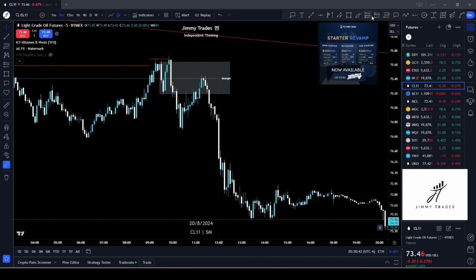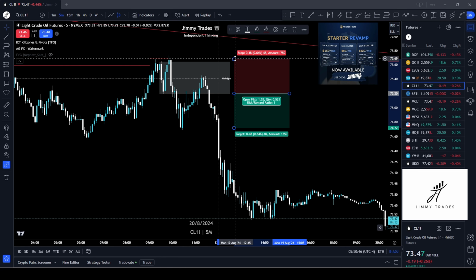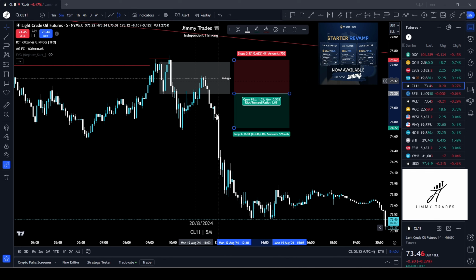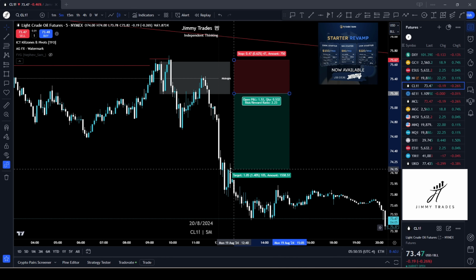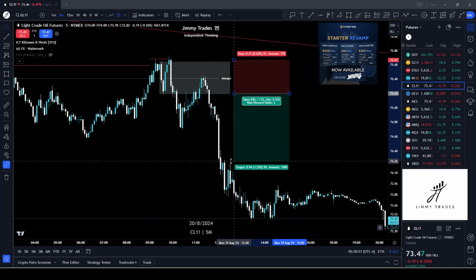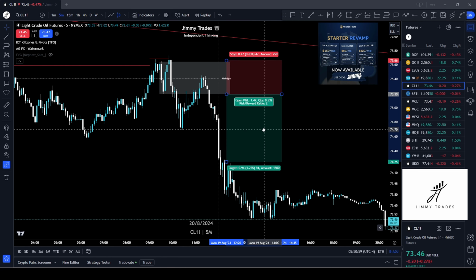I went to bed and I woke up this morning. This was my setup here. I had price right on one tick above the breaker because it was quite a large breaker. 2R was my target. So I woke up to that this morning.